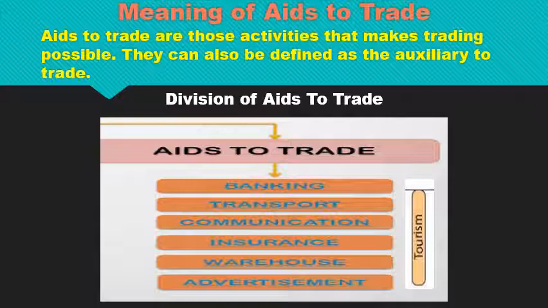Then the second one is called transportation. Transportation has to do with the movement of people, goods, services, and raw material from one place to another.